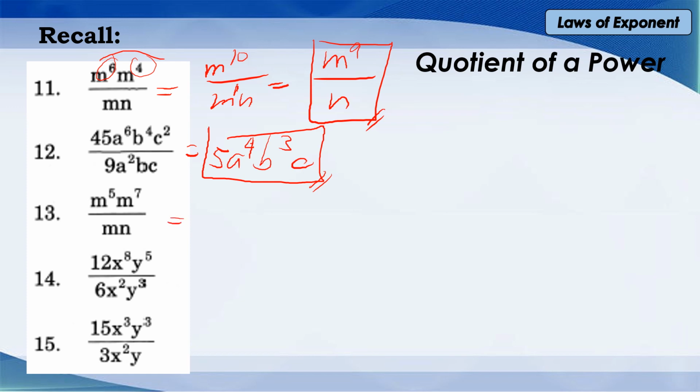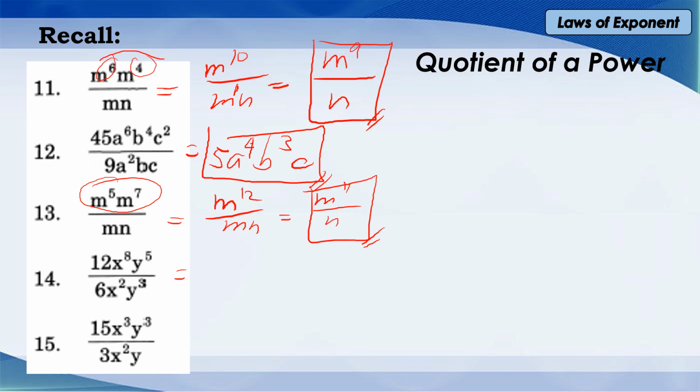Next, M raised to 5 times M raised to 7 all over M times N. Pwede mo na siyang i-cancel agad, yung exponent, pwede mo na agad i-minus, pero pwede mo pagsamahin muna itong dalawa sa taas. So, we have M raised to 12 over MN. Then, minus natin, M raised to 11 over N, kasi ito ay magiging 1.